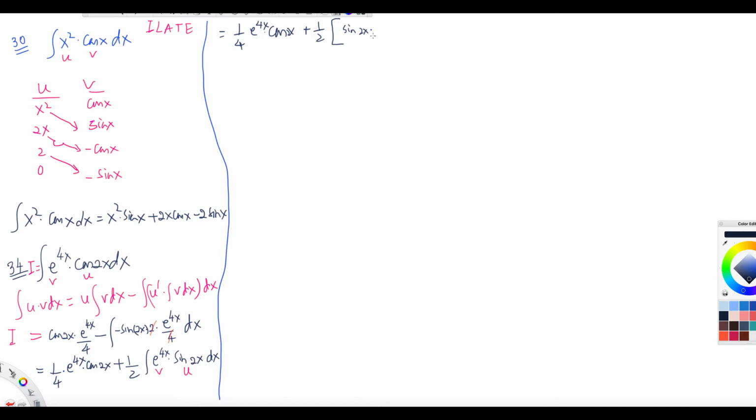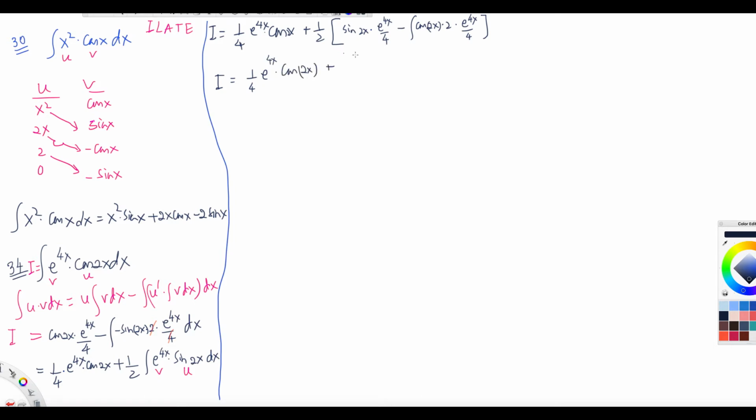And then integral of v is again e to the 4x over 4, you see that, minus derivative of u. What is the integral? Derivative of u is cosine 2x times 2 times integral of v is e to the 4x over 4 again. Okay, now what do we have? So we assume that the question is I, right? So we have I equals to 1/4 e to the 4x times cosine 2x.